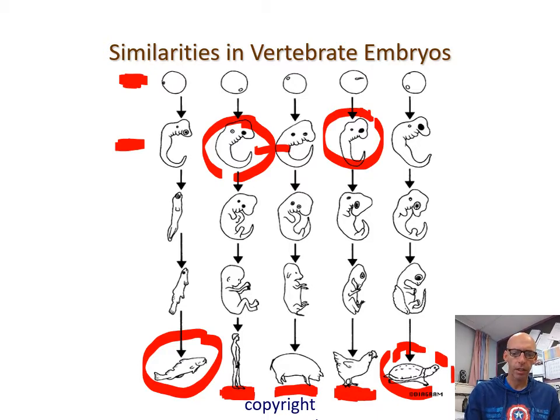I'll just change pens for a second. They all start by developing a cord, a backbone, a spine, and at this stage in the embryo development they all have a tail, although we lose ours as we develop. Yes, you did once have a tail.